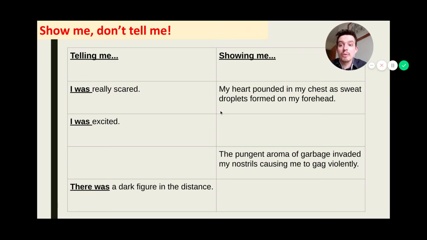So let's go through an example with this. Telling me: I was really scared, but I don't want you to tell me that. For a grade 4 or 5, you need to show me that. And in order to show me, you need to think, what does your body do in this situation? So when you're scared, rather than saying I was scared, you might say, my heart pounded in my chest as sweat droplets formed on my forehead. You're saying the same thing, but you're showing me that you're scared rather than telling me. Notice in this example, I haven't even used the word scared, but I should be able to understand that's the emotion you feel. 3 examples here.